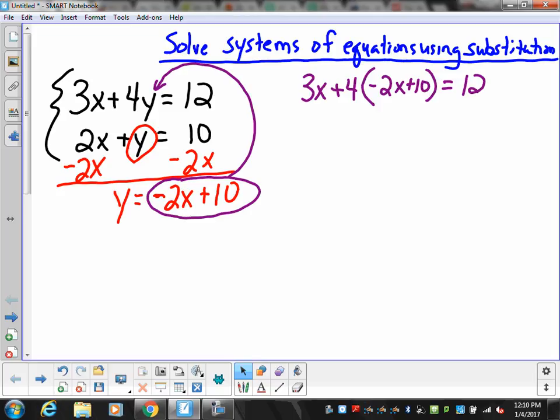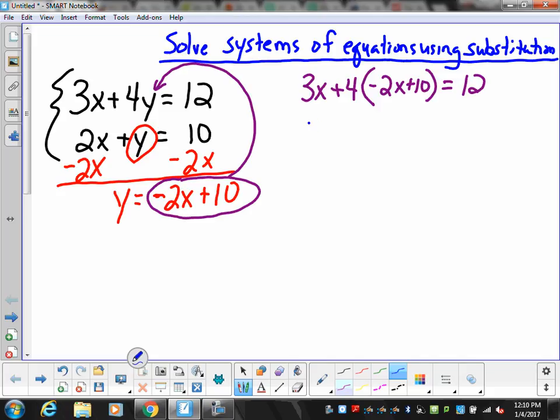And the good thing now is I only have one variable. I have x to deal with. So now I can actually find what x is as a specific number, not just random variables like the y. We found what y was equal to, but it still had an x in it. I want an actual value. So now that we just have the one variable, I can do that.